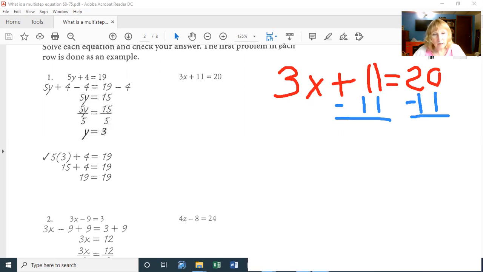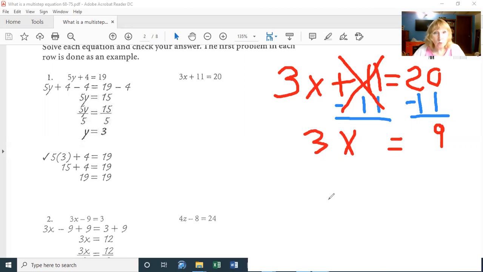So if I do that, now this 11 and minus 11 is going to result in a 0. So they're gone. And on my right side, I have 20 minus 11. So that's going to be 9. And I still have this 3x over here. So now what's left is 3x equals 9.